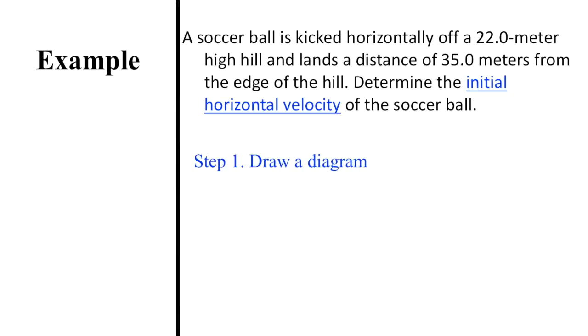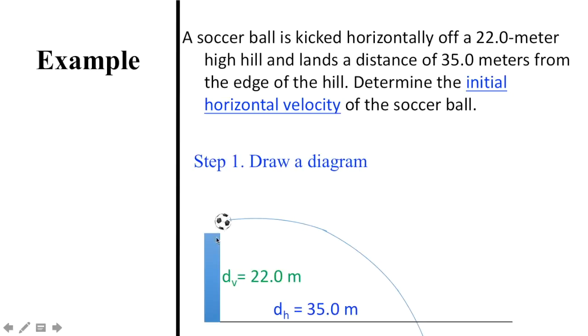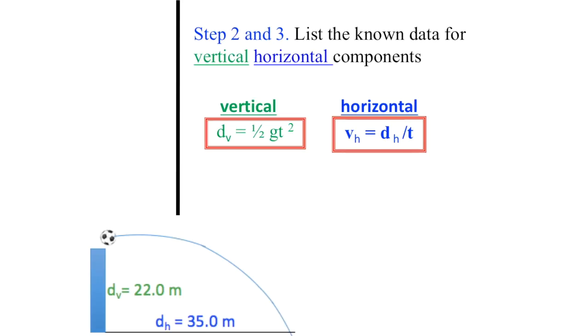Step 1 is to draw a diagram. It can look something like this, as long as you show that the ball is somewhat above the ground and that your data points are placed in here. Here we have the vertical distance as being 22.0 meters and the horizontal distance is 35.0 meters. We are not given any other information. This is my diagram. Step 2 is to list the known data for your vertical and horizontal components. For vertical, we have this. For horizontal, we have this.